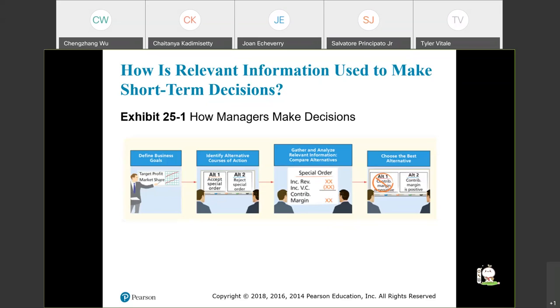In the third stage, it is very important to gather and analyze relevant information in order to compare those alternatives. After this comparison, they make decisions. They say, well, this alternative is good and that alternative is worse. So we adopt the better one.